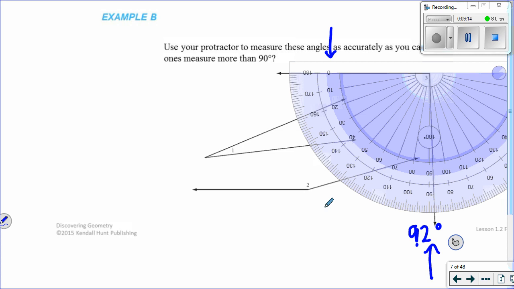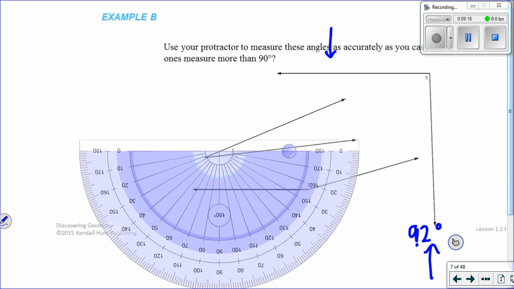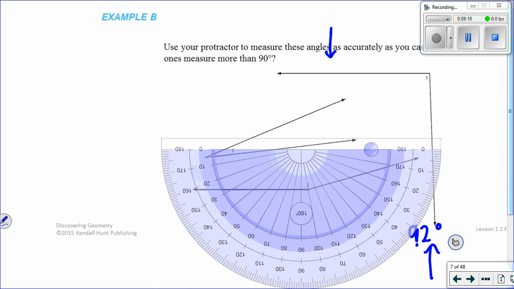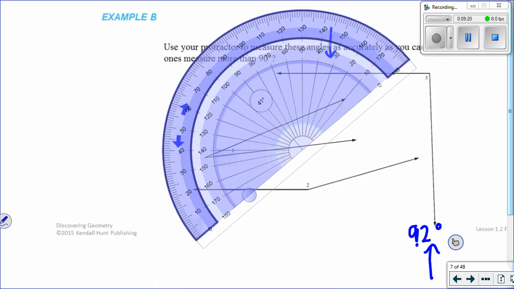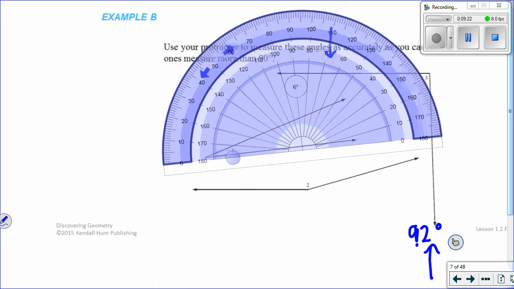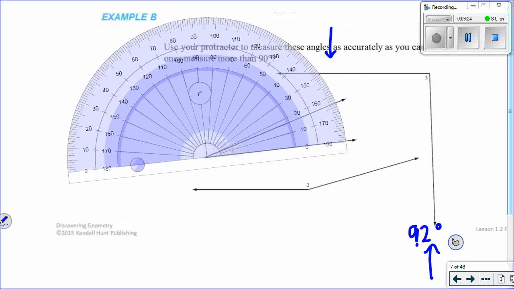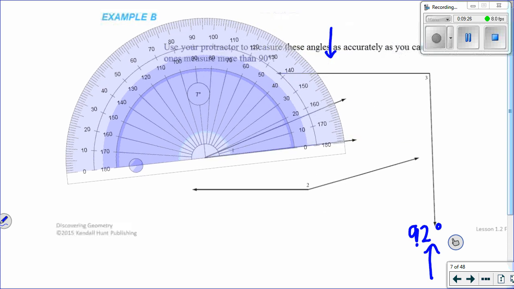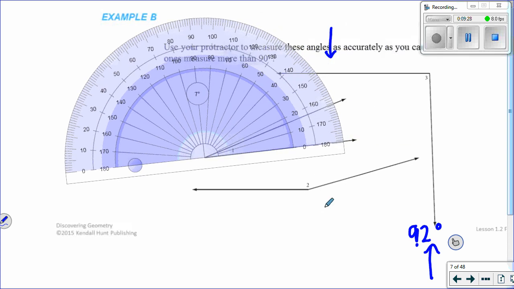All right, so let's try another one. Again, let's line this up. So I'm going to turn this around here. Okay. I'm going to line that up. Again, line that little T, or the center of the bottom of your protractor, on one of your rays. 0, again, is on the inside track right here. So I want to read the inside track.